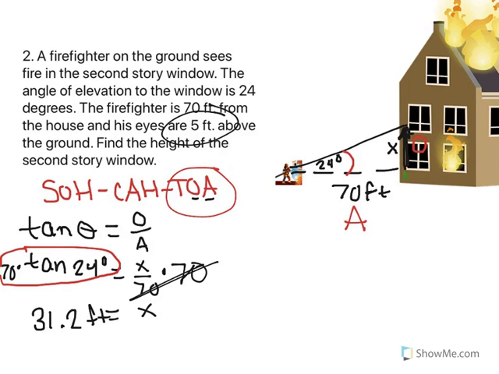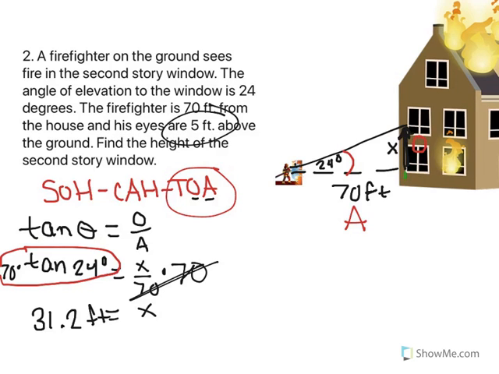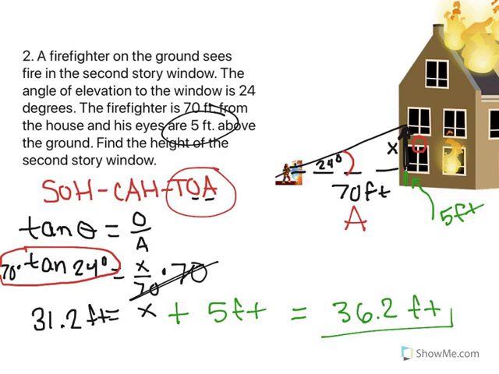But we also need to include this distance here. So this distance here is where that 5 feet comes in. So think of it from his toes to his eyes. That 5 feet is what that represents. So just take that 31.2 and add 5 feet. Then you'll have your final answer, 36.2 feet.